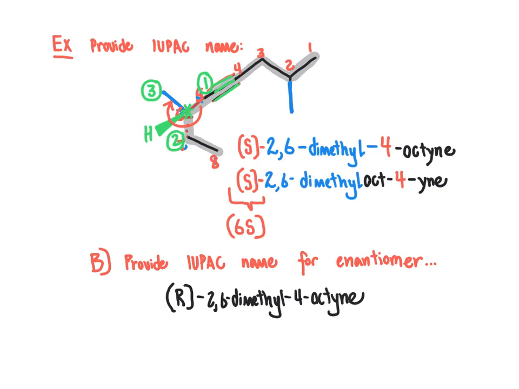This would be the only enantiomer of that molecule up top, because each molecule can have at most one mirror image, at most one enantiomer.